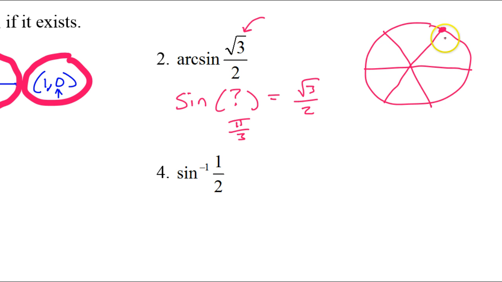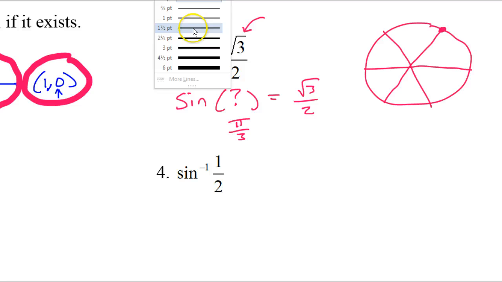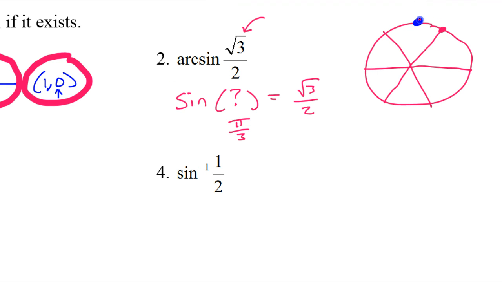So pi over 3. Pi over 3 is right here, and that is within the area that is defined for sine, because sine is defined from negative pi over 2 to positive pi over 2. That includes pi over 3. So the answer is pi over 3.